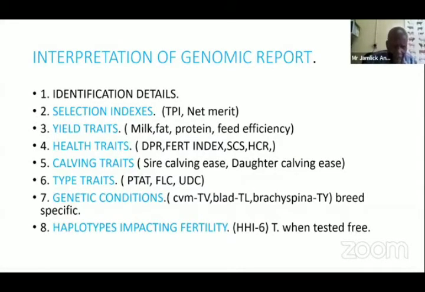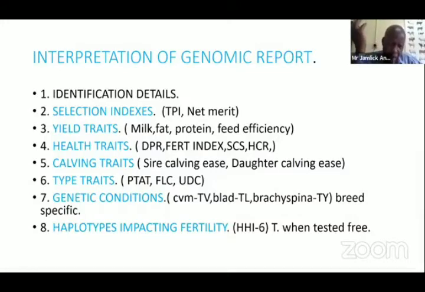Health traits. Here we are talking about daughter pregnancy rate, the DPR, fertility index. Then we are talking about the somatic cell count or score. And then AFA calving rate. Then the calving traits, we are talking about sire calving ease and daughter calving ease.